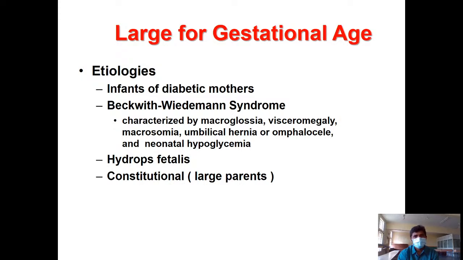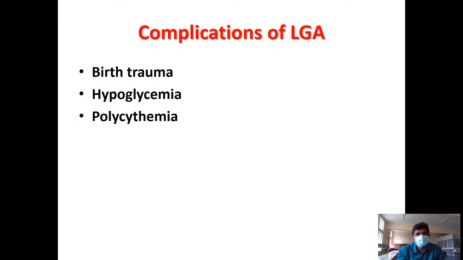Then infants of diabetic mothers can also be LGA. The reason is, when the mother is diabetic, because of high sugar levels, the sugar crosses the placenta and the baby also ends up having hyperglycemia, and this hyperglycemia stimulates insulin. Insulin is more like a growth factor, so it stimulates growth of the tissues. Thereby infants of diabetic mothers end up as LGA babies. Then other syndromic entities like Beckwith-Wiedemann syndrome and hydrocephalus can also result in LGA babies. What are the complications of LGA babies? Birth trauma, hypoglycemia and polycythemia are the complications of LGA babies.